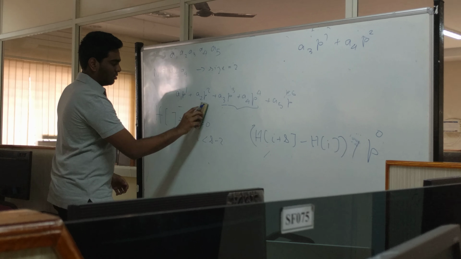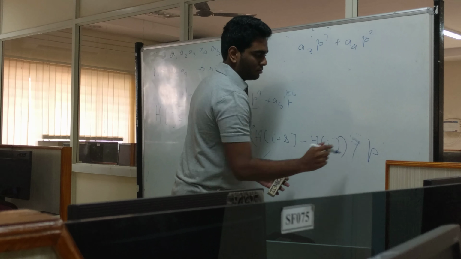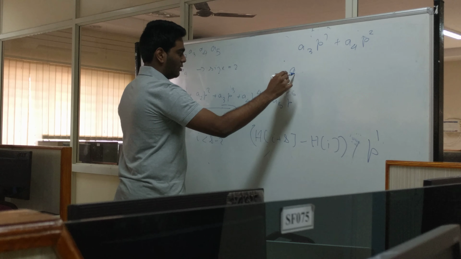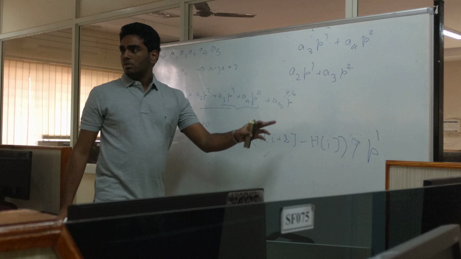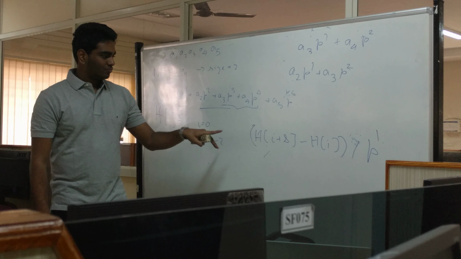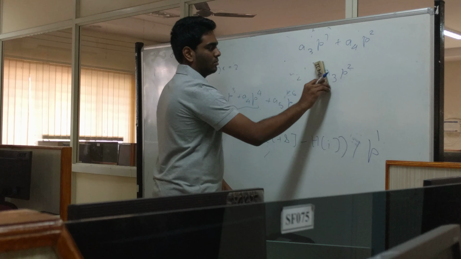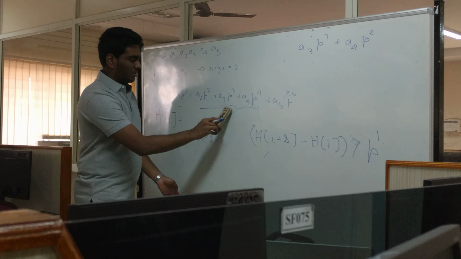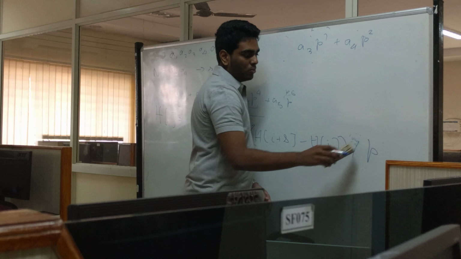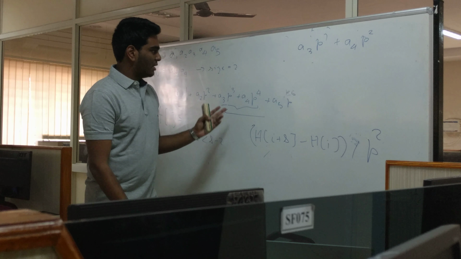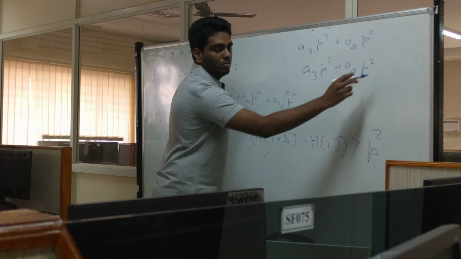We move the window by 1. Now we divide it by p power 1. So we will get a2 p power 1 plus a3 p power 2. Do you understand this? You're comparing these two, won't be the same. So we reject it and move on. Now we move it one step further. We divide it by p power 2. You will get a3 p power 1 plus a4 p power 2.